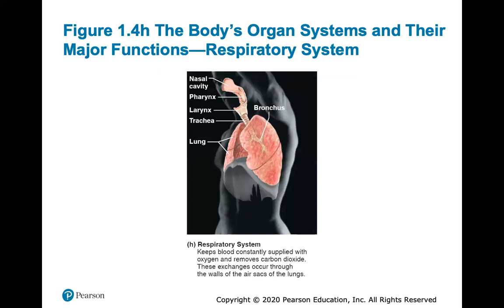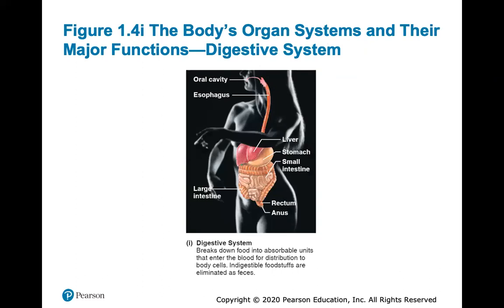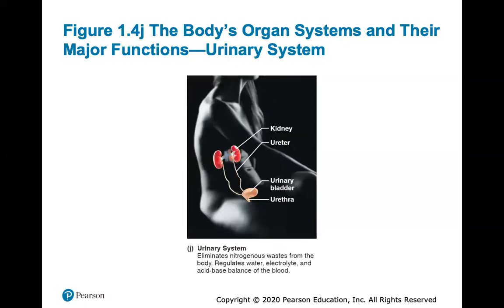The respiratory system includes your lungs, your nasal cavity, your trachea, your larynx, so the process of producing sound, but mainly taking in oxygen and removing carbon dioxide from the body. Digestive system, breaking down all the food into an absorbable unit that will enter the bloodstream for distribution to all of your body cells. Anything indigestible will be eliminated as feces.